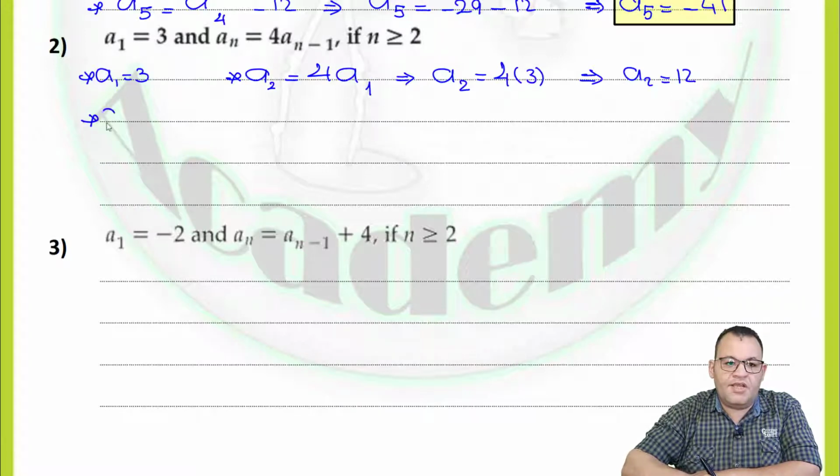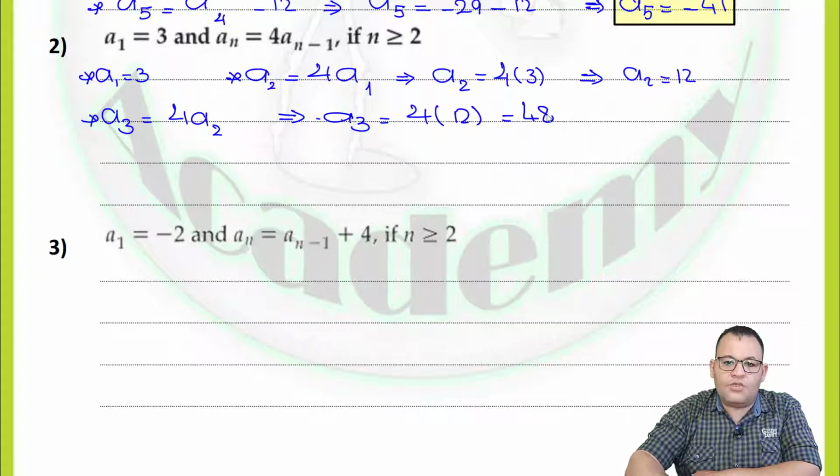Now we need to find a3. By using the same formula, 4an minus 1, it will be 4 multiplied by an minus 1. I need the third term, so 3 minus 1 equals 2. So we need 4 times a2. Now by substitution, a3 is equal to 4 times 12, which equals 48. Then we can say that a3 is equal to 48.